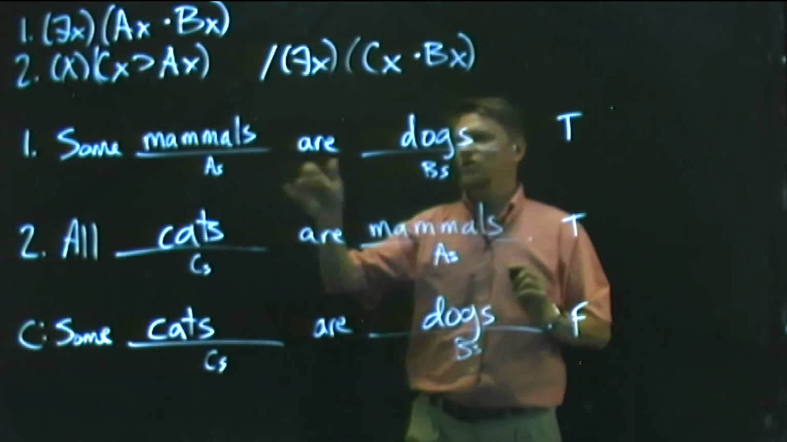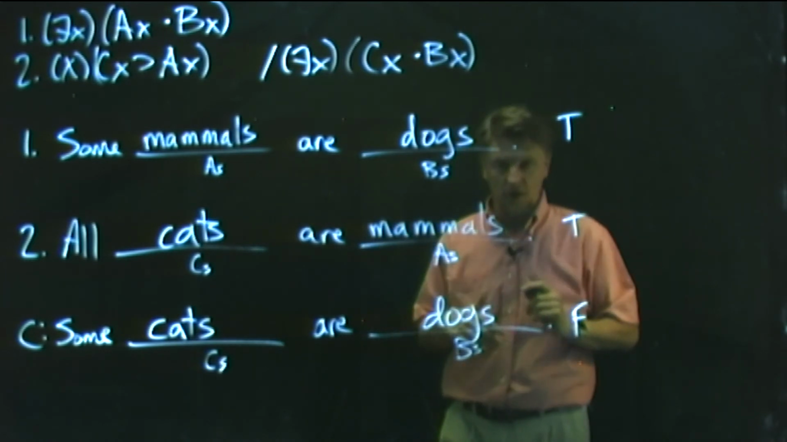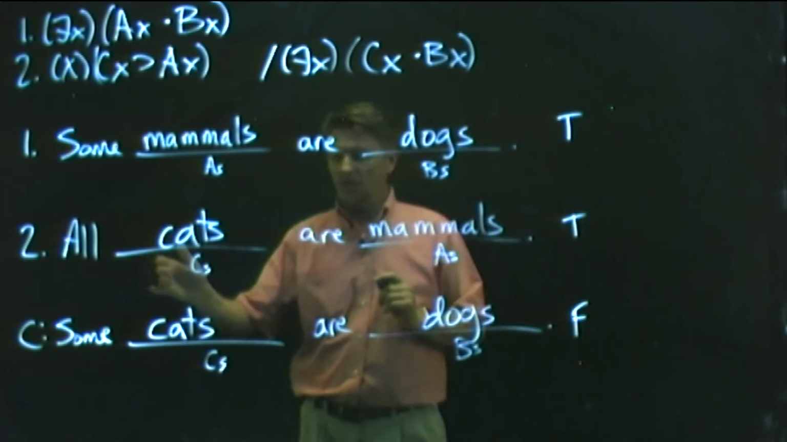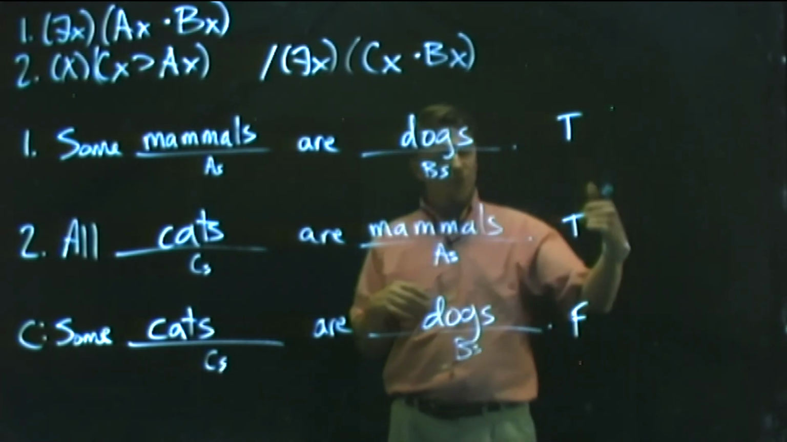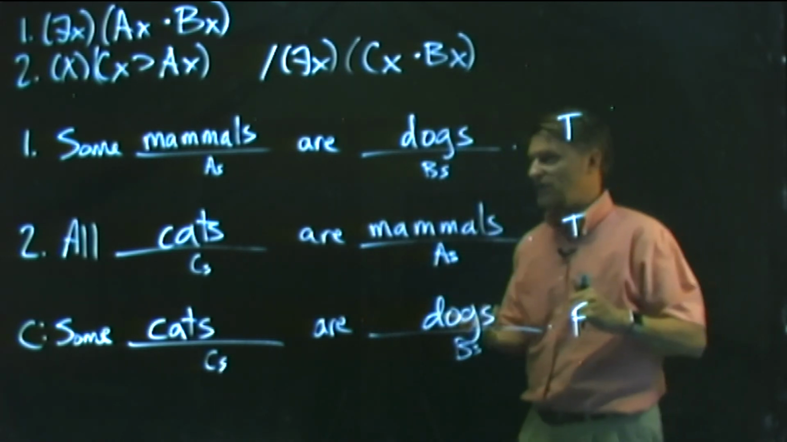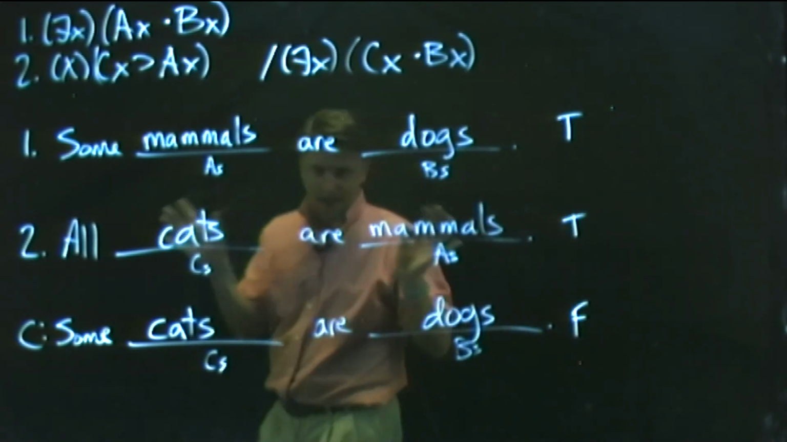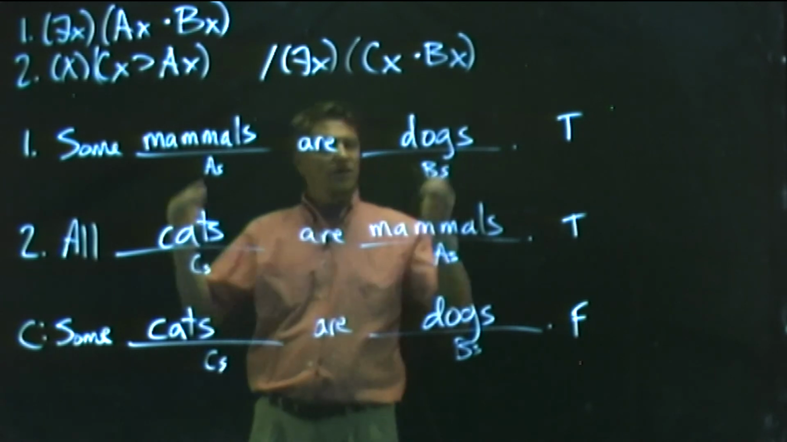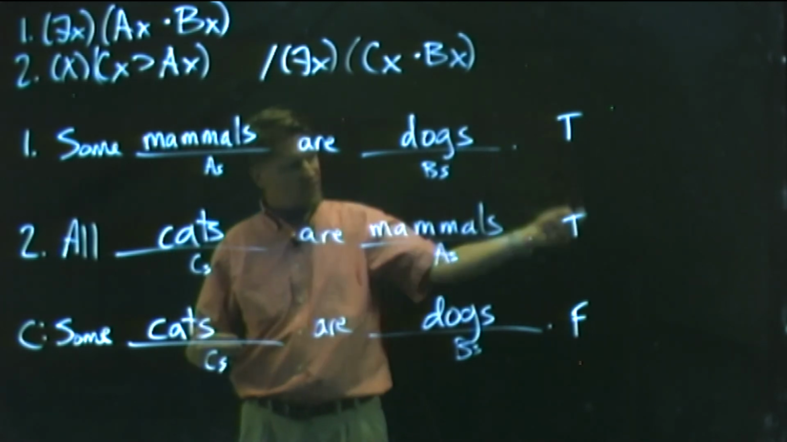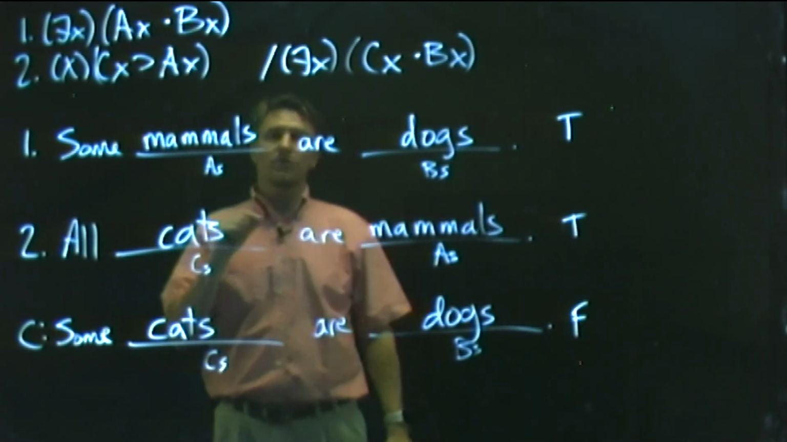Some mammals are dogs. Why, yes, they are, right? All cats are mammals. Absolutely. So both premises are true while the conclusion is definitely false. This is exactly the kind of setup you want to have on the exam. This is how you would write it out. Very simple substitution, so it's obvious that the premises are true and the conclusion is false.